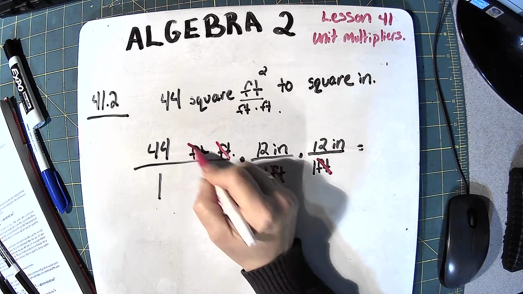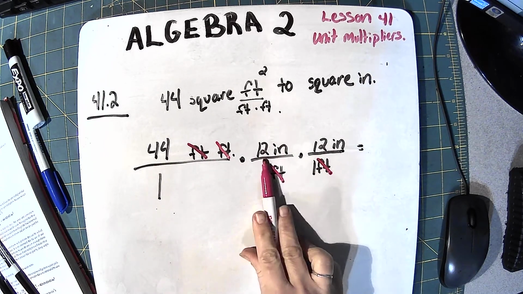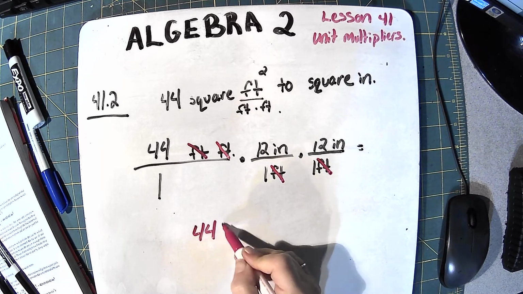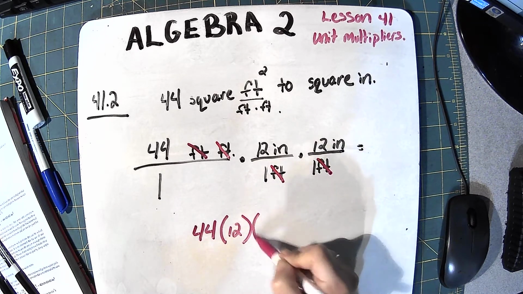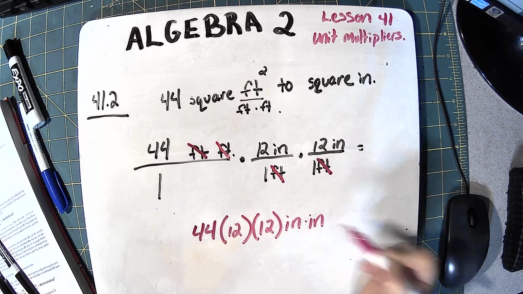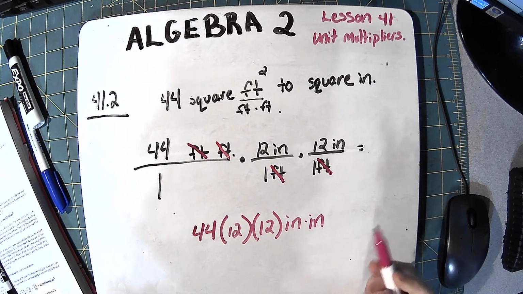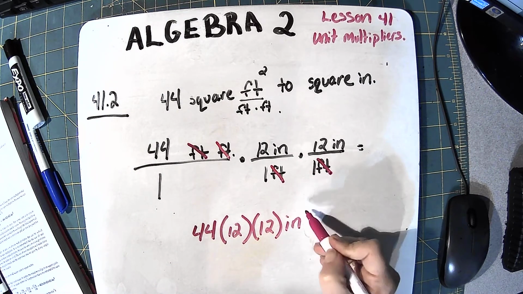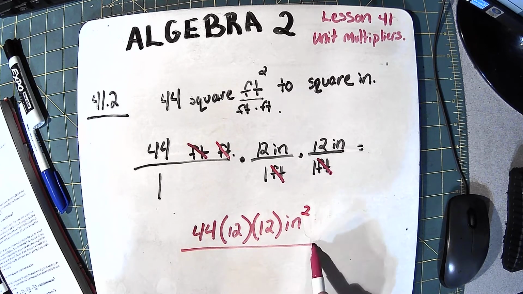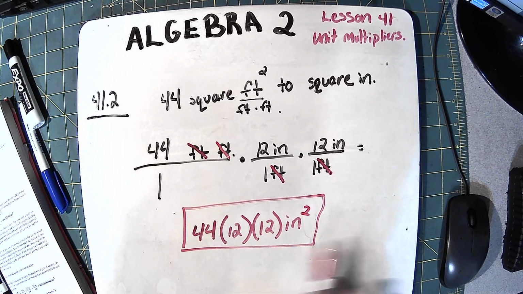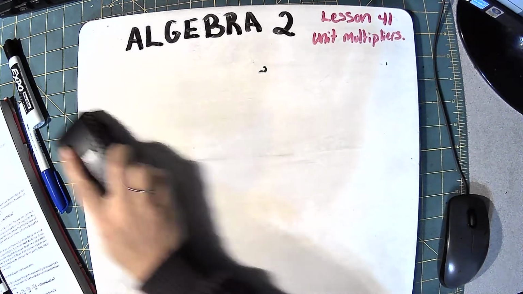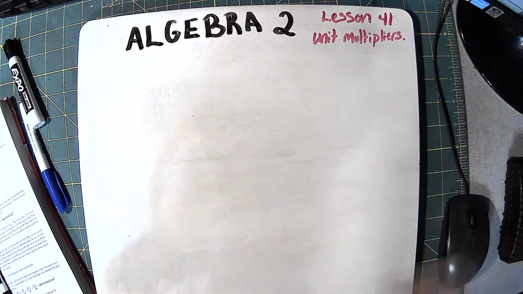Alright, so when I do this one, I'm going to cancel feet right here, and I'm going to cancel feet right there, and then I'm left with 44 times 12 times 12 inches times inches. Okay, and then to do that, all we have to do is put inches squared, and they don't even expect you to multiply this whole thing out. You can just leave it like that. So that is the correct answer right there. You just have to know how to set up the problem. Alright, so if it's squared, you have to put your unit twice.